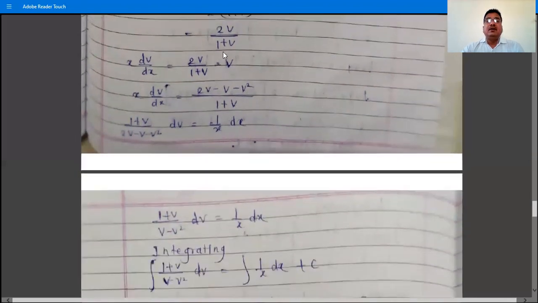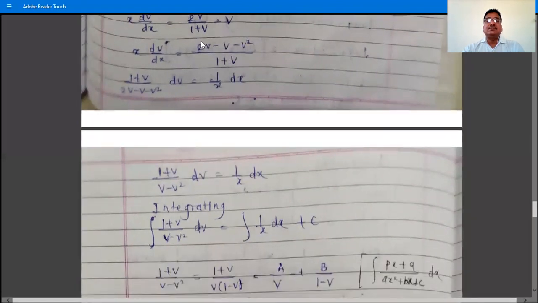Now for the subtraction of these two, take 1 plus v as the LCM: 2v minus v into (1 plus v). So we have v plus v square, and after the effect of the negative sign, minus v square, divided by 1 plus v. Then separate the variables. So shift this quantity to the LHS, and it becomes 1 plus v divided by 2v minus v square dv is equal to 1 by x dx.